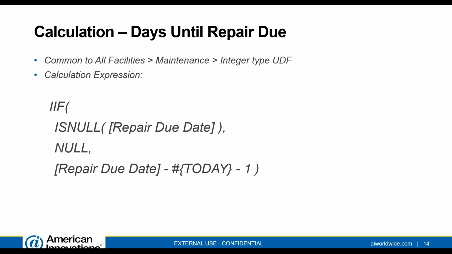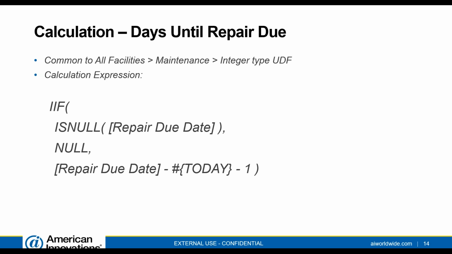We have a really simple if statement here that says, if I don't have a due date, or if it's empty, then I want to return a null value. Otherwise, I want to take my repair due date, subtract today's date, and then take 1 day off. The reason we take 1 day off is because it counts today as a day, and it really makes your year 366 days, so we have to take that extra day off there.